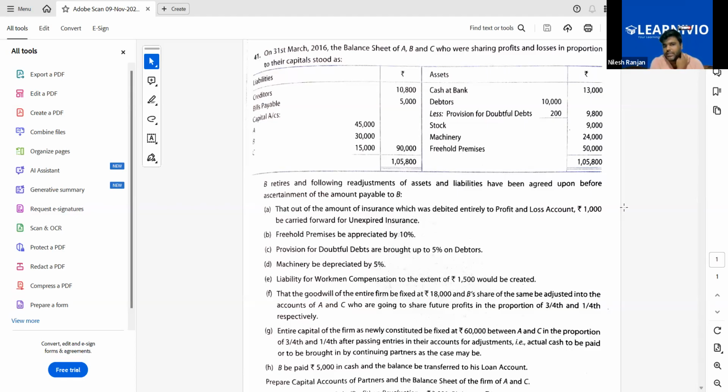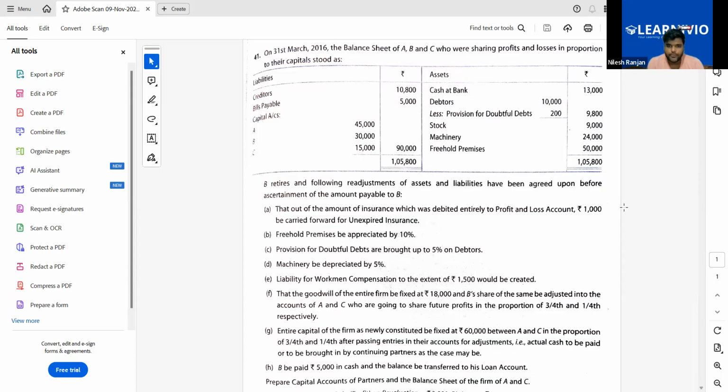After that, it is written B retires and the following readjustment of assets and liabilities have been agreed upon before ascertainment of the amount payable to B. Out of the amount of insurance which was debited entirely to profit and loss account, 1,000 be carried forward for unexpired insurance. Freehold premises be appreciated by 10%. Provision for doubtful debts be brought up to 5% on debtors. Machinery be depreciated by 5%.